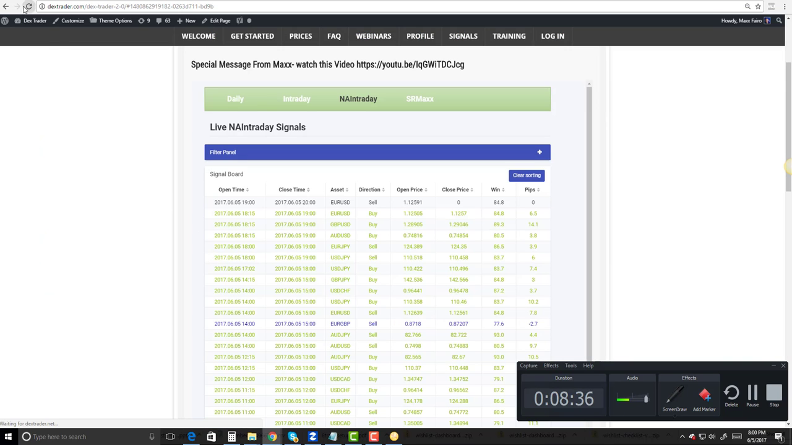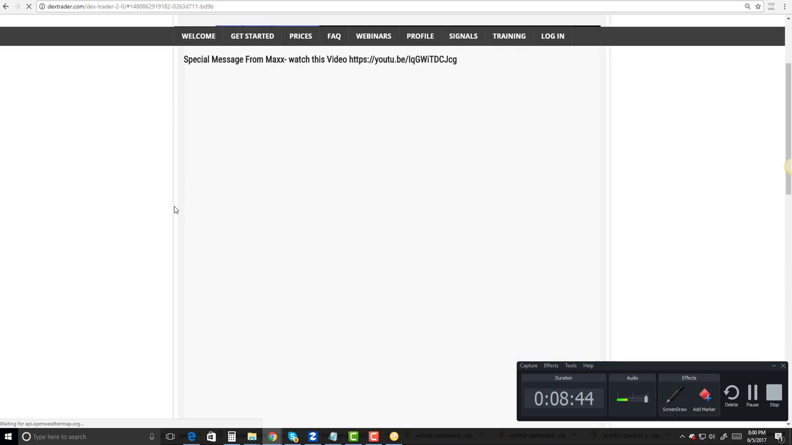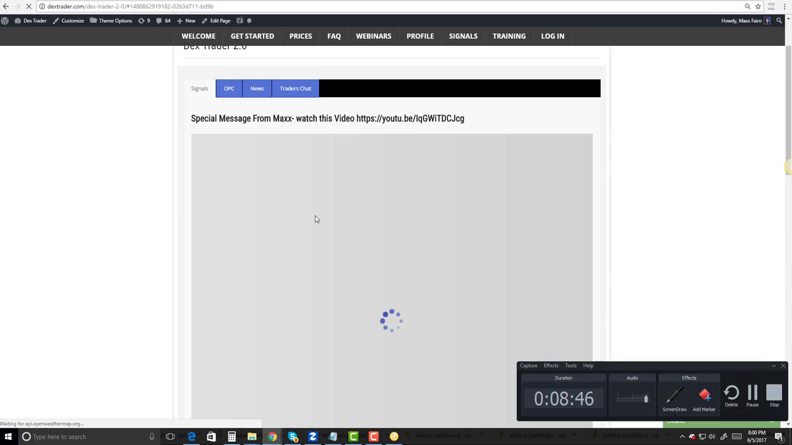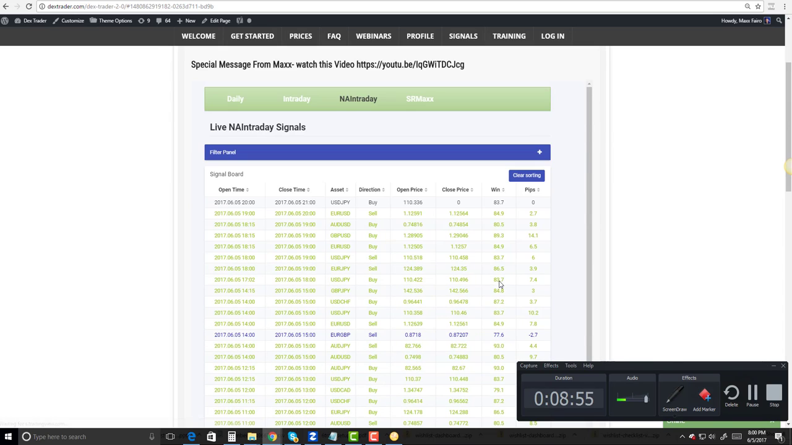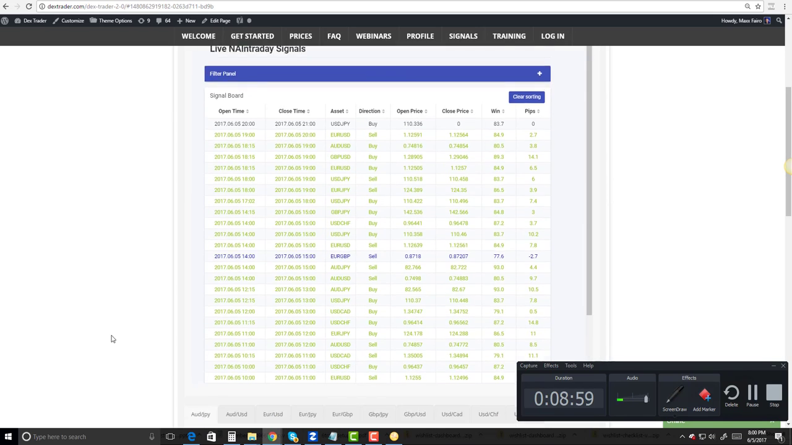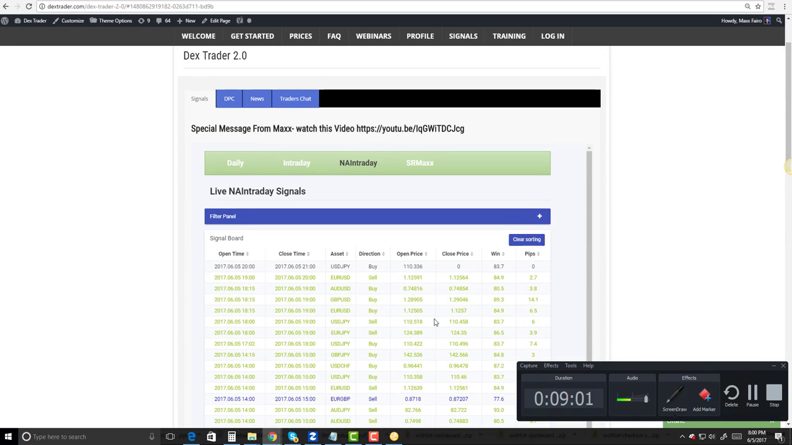I don't see any other trades over. Let me refresh my screen. I'll make sure there's nothing else coming over. Our signals on the NA intradays are usually at the top of the hour, 15 minutes after the hour. Okay, there's another trade that came up sitting at 83%. The last trade of the Euro USD was at 84%. Let me go over and look at the Euro USD, but that's for another video.